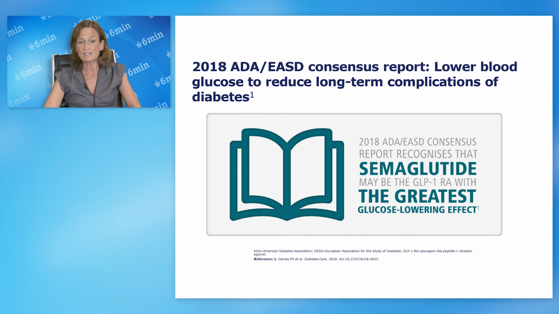And they are so relevant that when the EASD or the ADA position statement or the consensus report was published last year at the EASD in October, the publications are in Diabetologia and Diabetes Care. Semaglutide is actually the compound being judged to be the greatest glucose-lowering compound seen currently on the market.